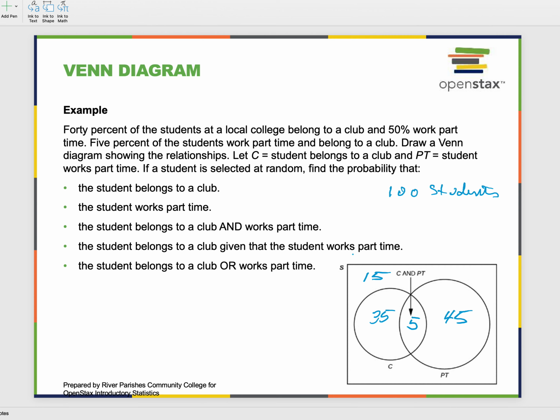What's the probability the student belongs to the club? So what's the total number? It's 40 out of 100, 40%. What's the probability that the student works part-time? It's going to be 50 out of 100, 50%. The student belongs to the club and works part-time, 5 out of 100, 5%. The student belongs to the club, given that the student works part-time. So now, given that the student works part-time and belongs to the club, that's going to be 5 out of 45, or 5 out of 50.